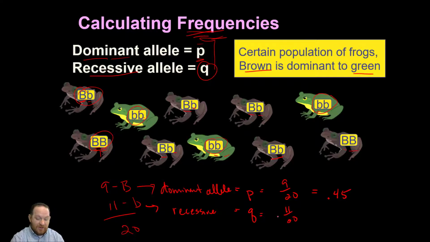So let's do that. 11 divided by 20, 0.55. We can see that the frequency of dominant is 0.45, the frequency of recessive is 0.55. Now, I'm going to give you a little hint about something in the future. If you add those both up, it should be 100%. And we're going to look at an equation that will tell us that in a minute.